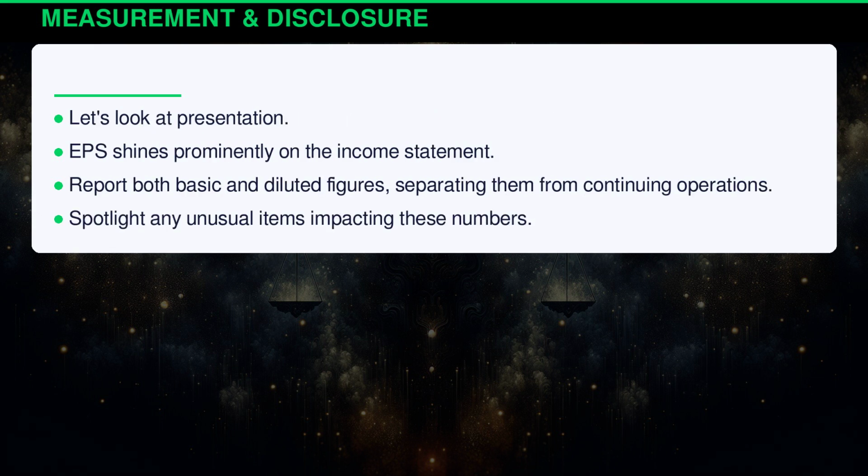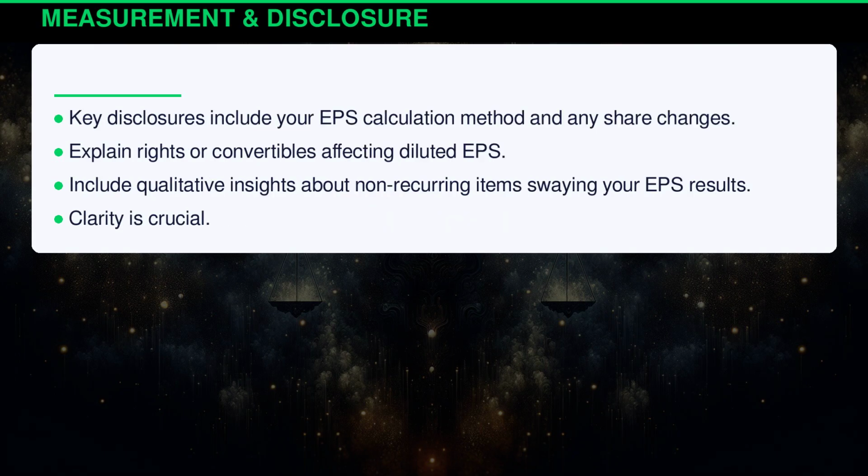Let's look at presentation. EPS shines prominently on the income statement. Report both basic and diluted figures, separating them from continuing operations. Spotlight any unusual items impacting these numbers. Key disclosures include your EPS calculation method and any share changes. Explain rights or convertibles affecting diluted EPS. Include qualitative insights about non-recurring items swaying your EPS results.